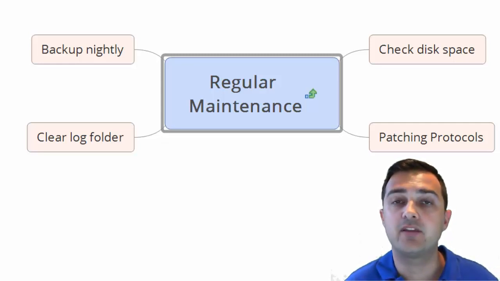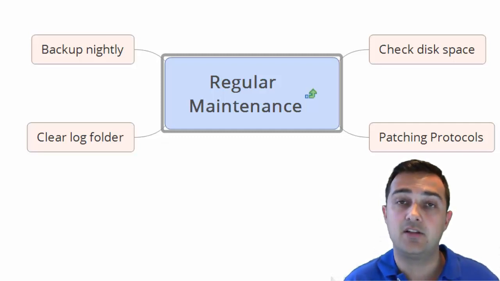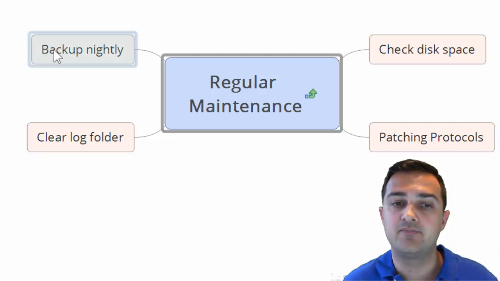Today we're going to talk about some regular maintenance for TM1 or Planning Analytics. We're going to talk about running nightly backups, how to check the log folder, maybe you need to clear out some old log files that could be cluttering up a disk, and also checking disk space and any patching protocols that we need to be aware of. So first let's just talk through a couple in turn.